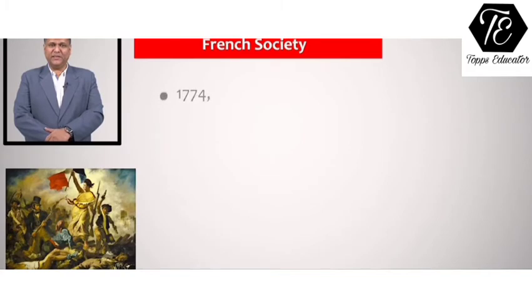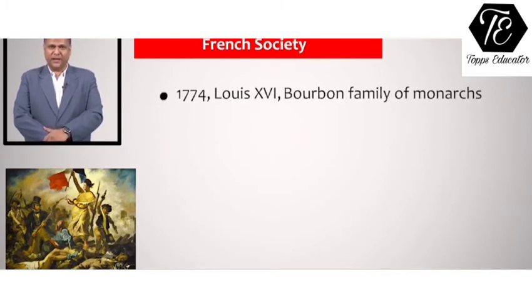So today we are going to talk about the French Revolution. In order to do that, we have to learn about French society. In 1774, Louis XVI of the Bourbon family of kings ascended the throne of France. He was just 20 years old and married to the Austrian princess Marie Antoinette.